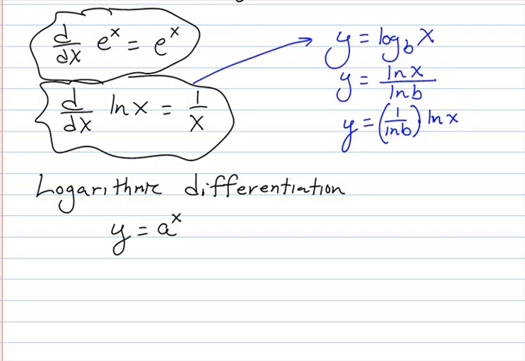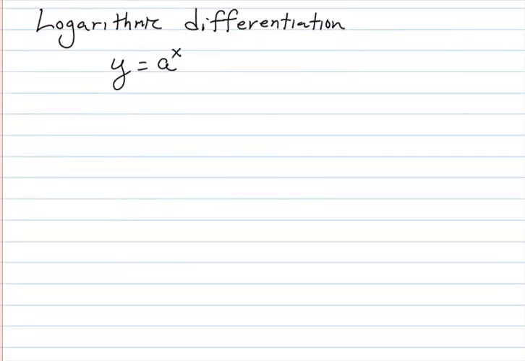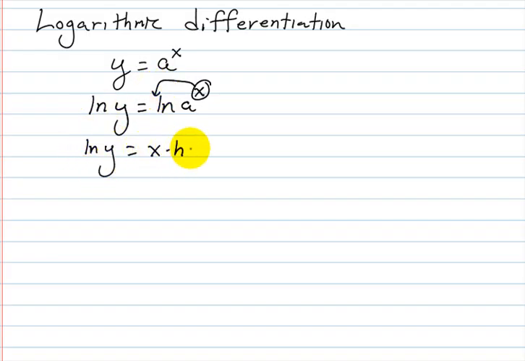Okay, anyway, back to logarithmic differentiation. I am going to take the natural log of both sides of the equation. So this is the game we play. We take the natural log of both sides of the equation because that allows us to bring the exponent down onto the main line of operation there. So we get log y equals x times log a.